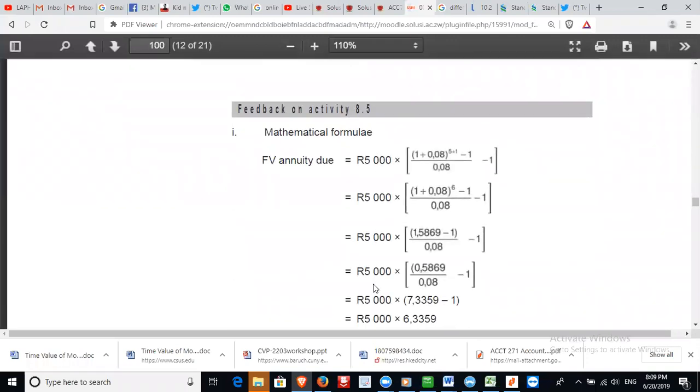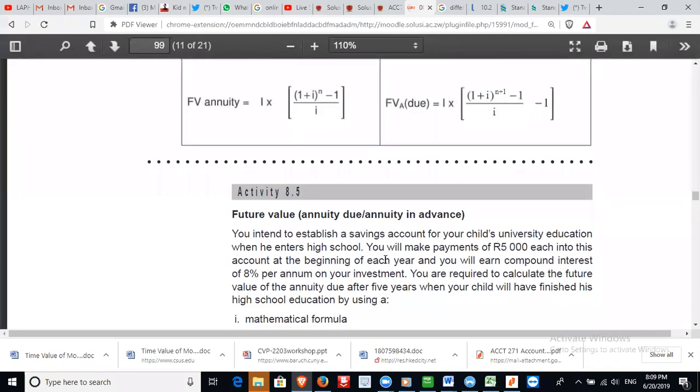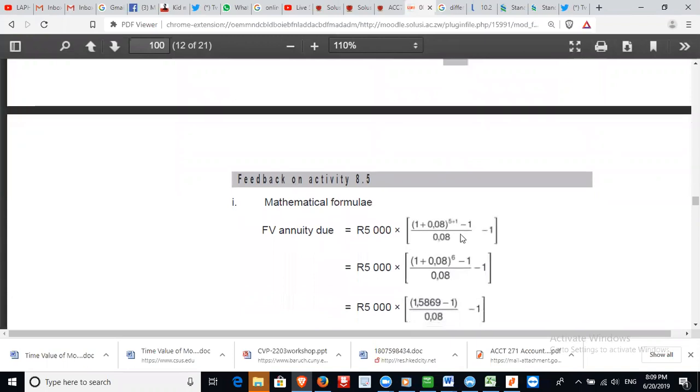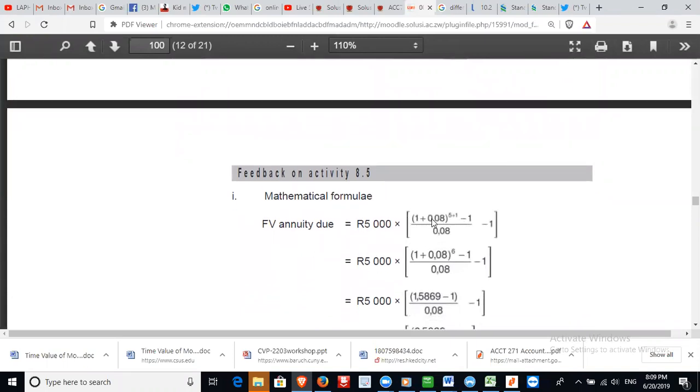We are saying for future value annuity due, we are saying 5,000 multiplied by 1 plus I, which is our interest element of 8%, which is 0.08. 1 plus I, close in brackets, n plus 1, minus 1. Take note that this minus 1 is subtracting from the value of 1 plus 0.08 to the power 6 minus 1. Whatever you get, you say minus 1.